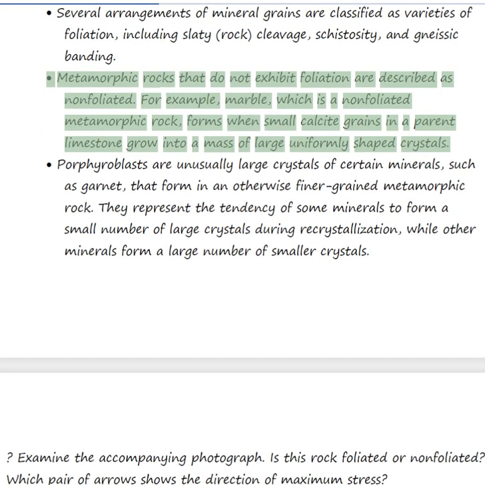Metamorphic rocks that do not exhibit foliation are described as non-foliated. For example, marble, which is a non-foliated metamorphic rock, forms when small calcite grains in limestone grow into a mass of large, uniformly shaped crystals.